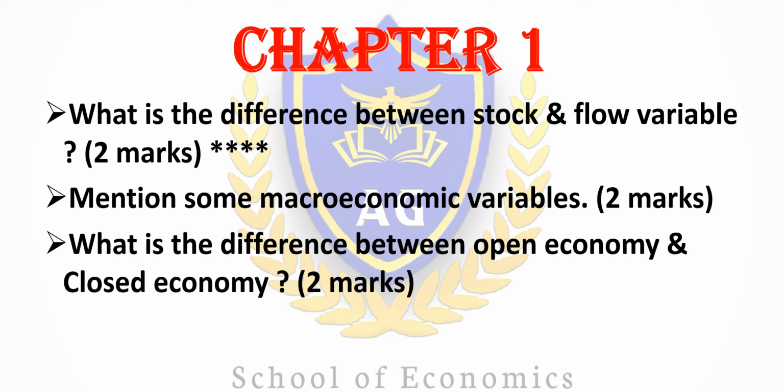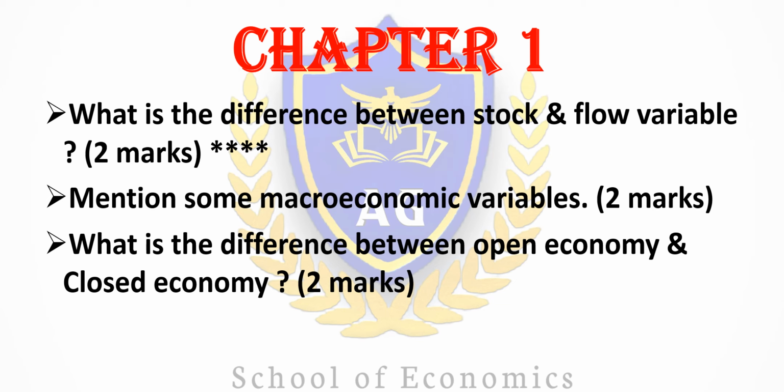We know there are 5 chapters in our macroeconomics syllabus. From chapter 1, you will have to attempt only one 2 marks question out of 2 questions. So, here important questions are: what is the difference between stock and flow variables? Here you have to explain the concepts and at least 2 examples from each type of variables. Examples of stock variables are wealth and money supply, and examples of flow variables are consumption and income.